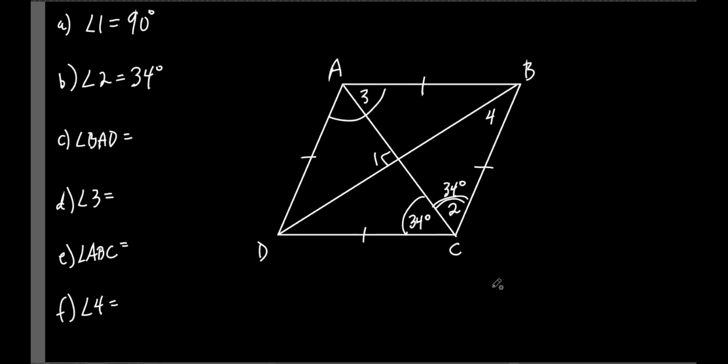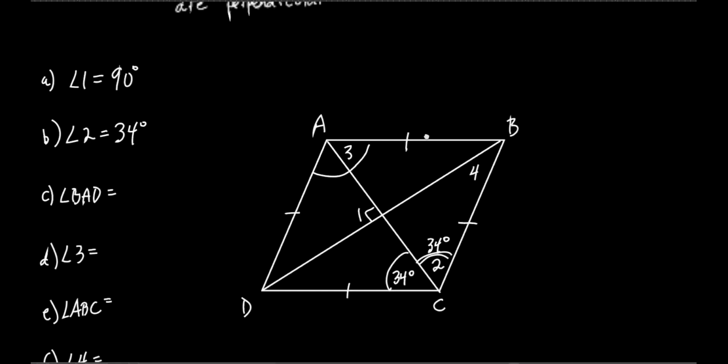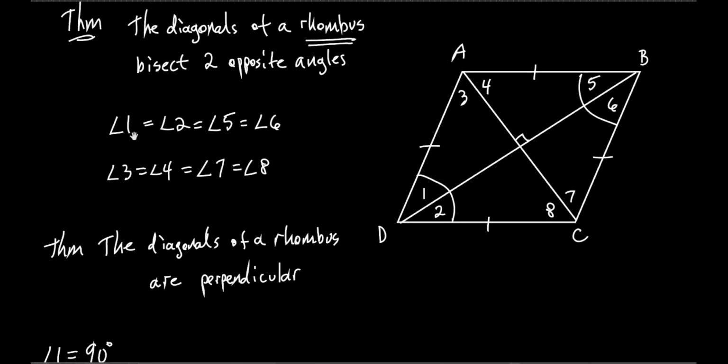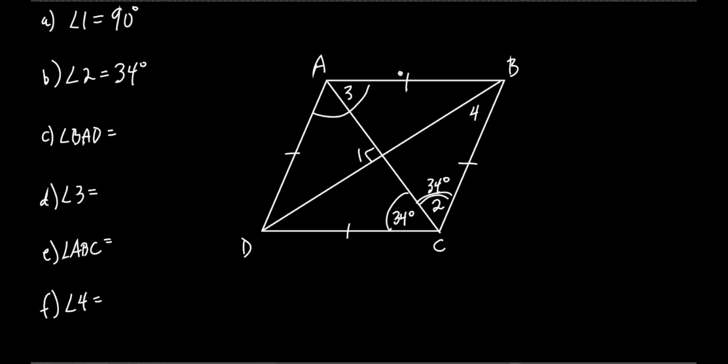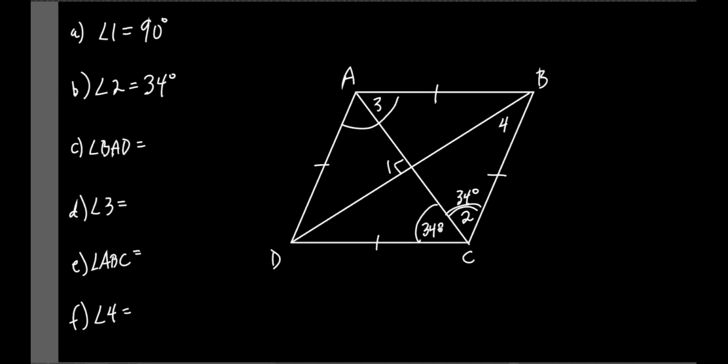Okay. All right, so what's true about these two angles right here? They're being bisected. These two are being bisected. Remember we went through that whole thing? 1 equals 2 equals 5 equals 6, right? In this one, it would be 3 equals 4 equals 7 equals 8. Do you see it here?